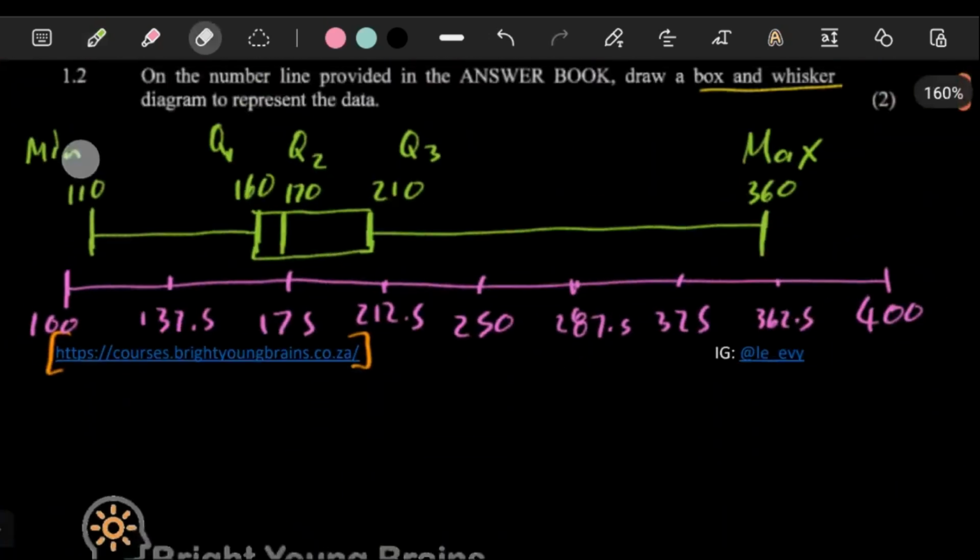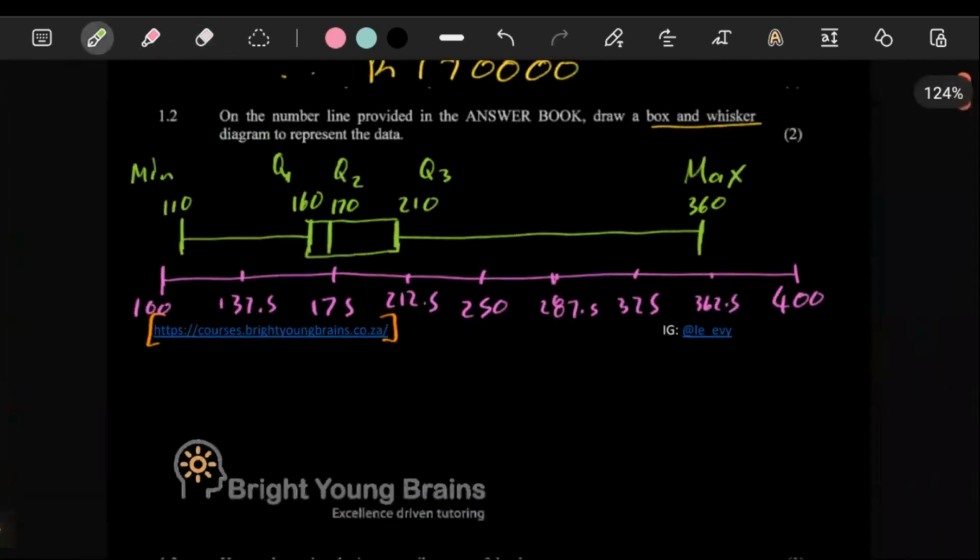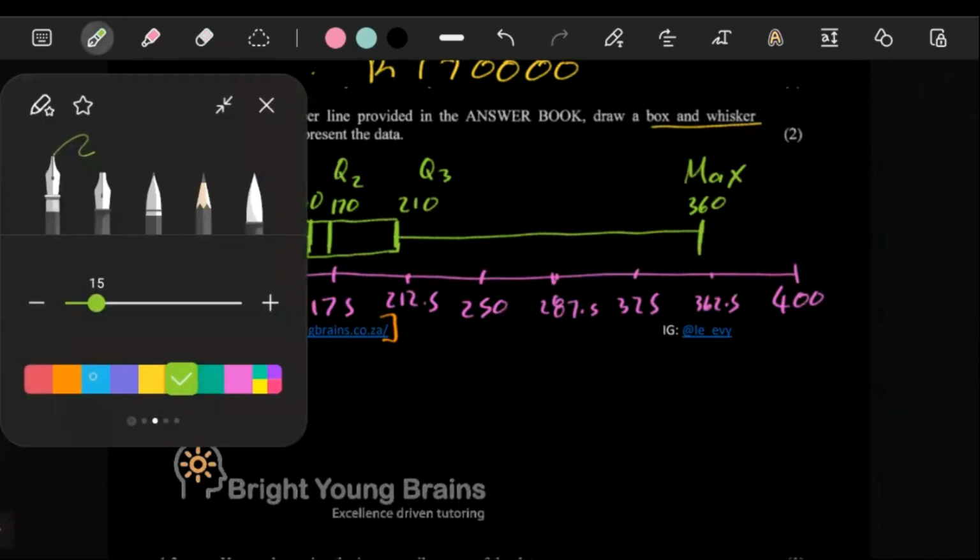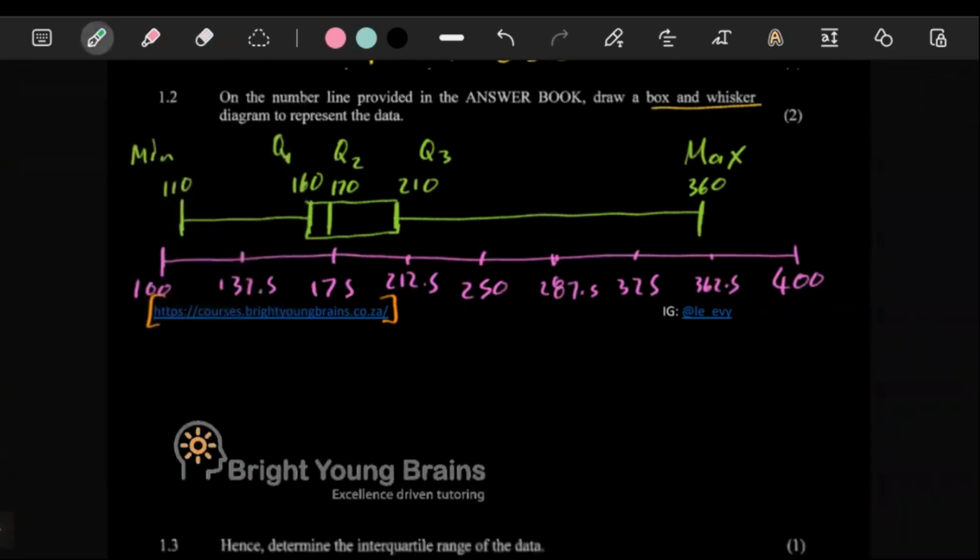But anyway, so that's Q1, Q2, Q3, and the maximum. That's your box and whisker diagram. Nothing crazy, nothing major. This kind of took too long because somebody does not have grid paper.